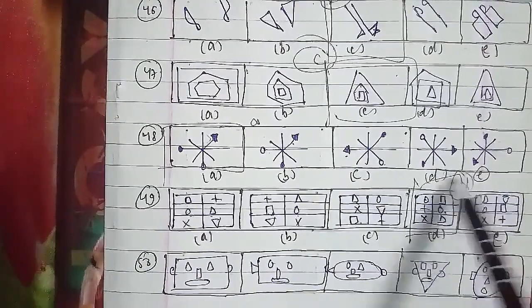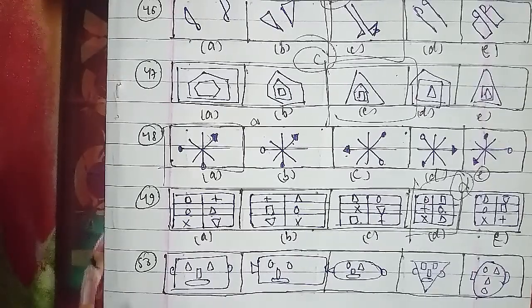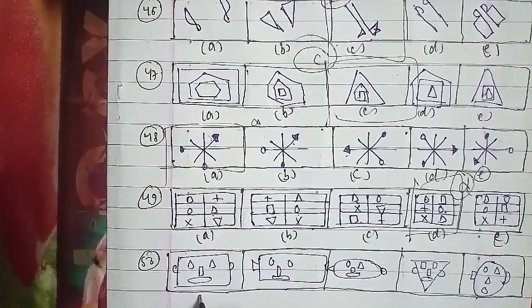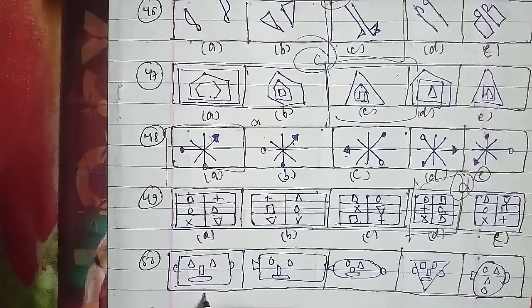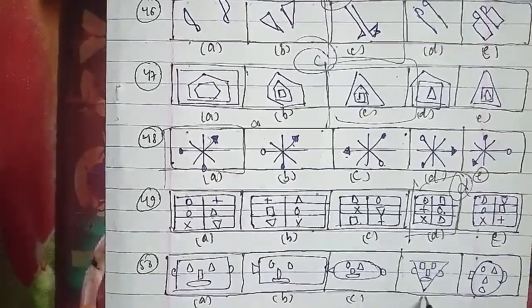In the same cases, all other figures contain two circles, two triangles, one square, one rectangle and one ellipse, while figure D contains two squares here. So in that same case, the D figure is the odd one out, and that will be the right answer for this question as well.